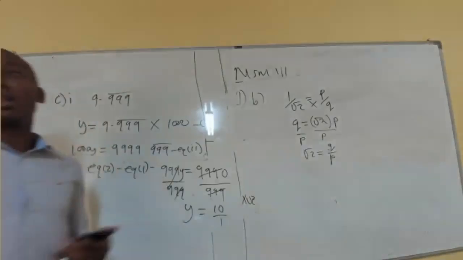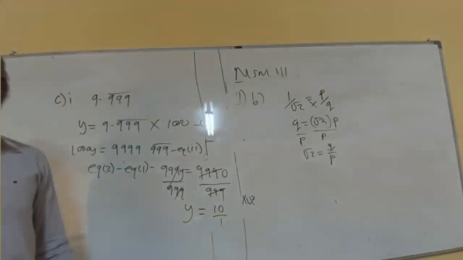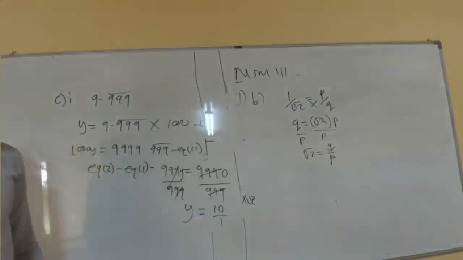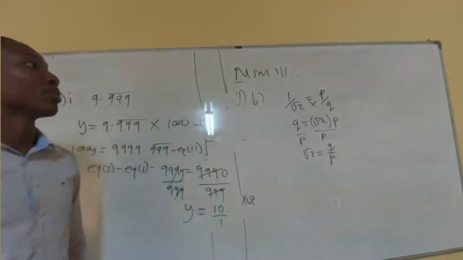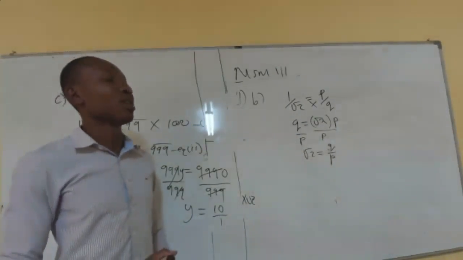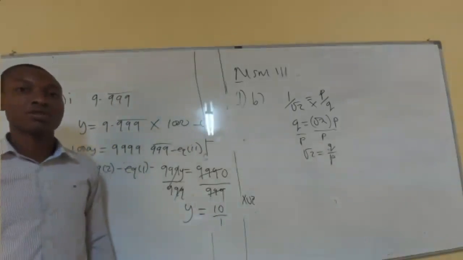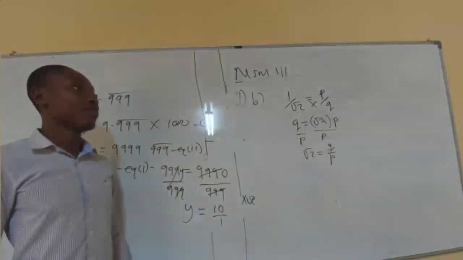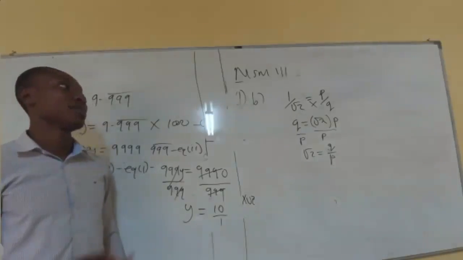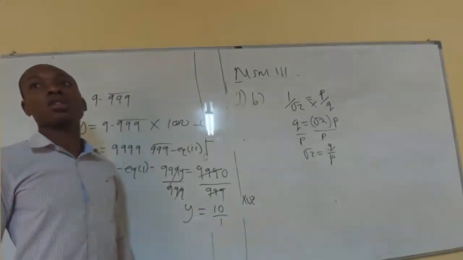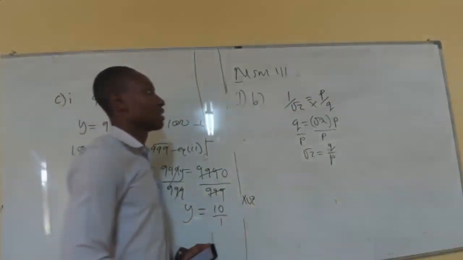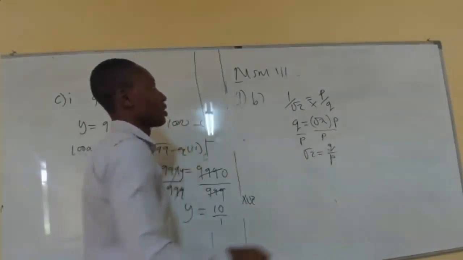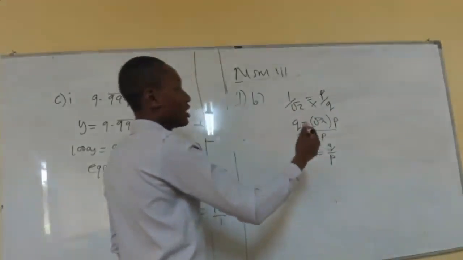Alright, now ladies and gentlemen, what you need to note is, before you even write this, if you must state that 1 over root 2 can be expressed in the form, we first assume 1 over root 2 is rational, meaning it can be expressed in the form P over Q, where Q is not equal to 0, and P over Q is in its simplest form. So we assume that this is rational. So we're proving by contradiction.